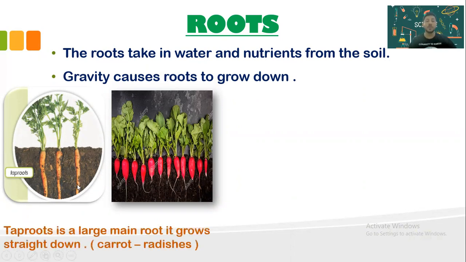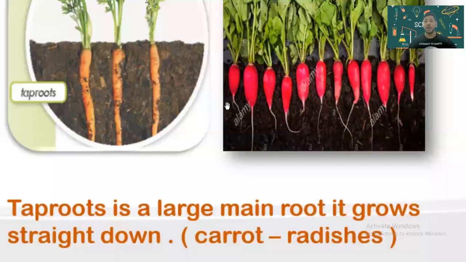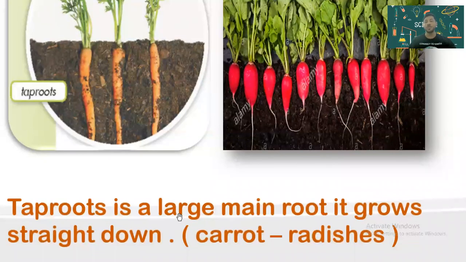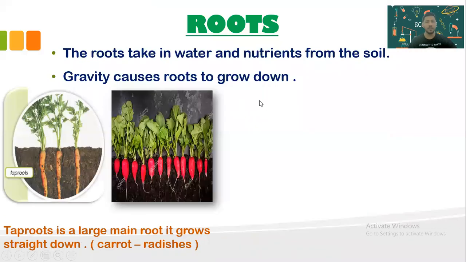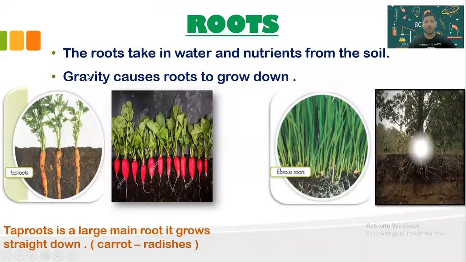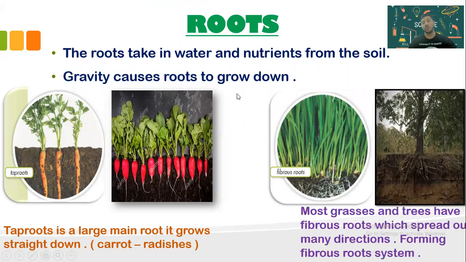The first one is called taproots. Taproot is just one large main root. It grows straight down, like in carrots and radishes. Do you know that the carrot is only a root? Yes, it's just called a taproot. And gravity is what causes the roots to grow down.